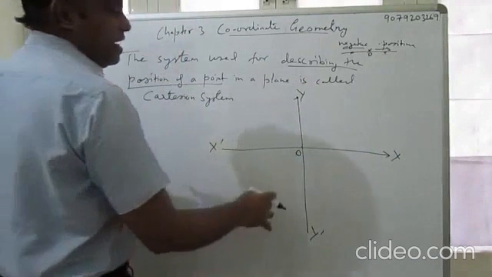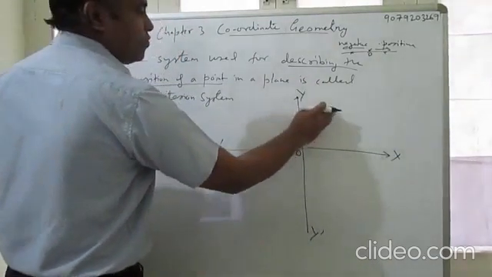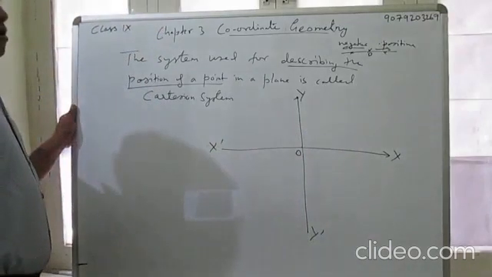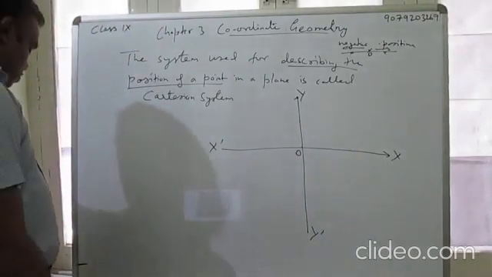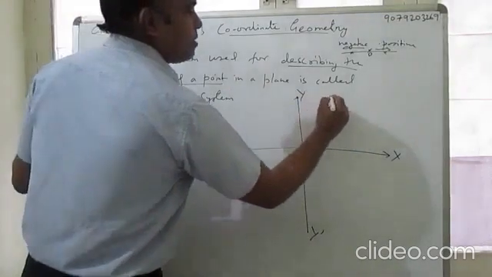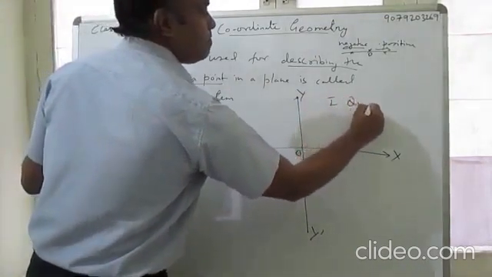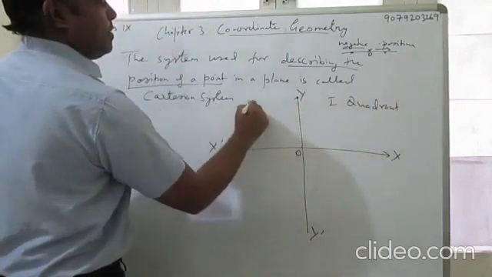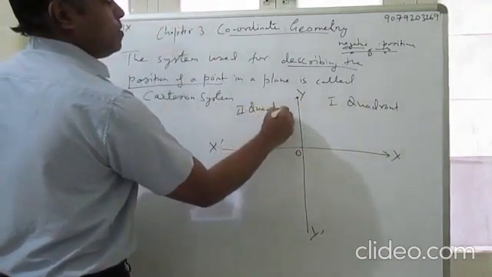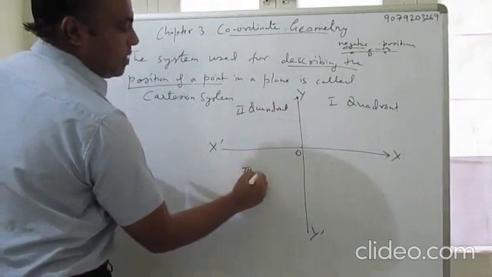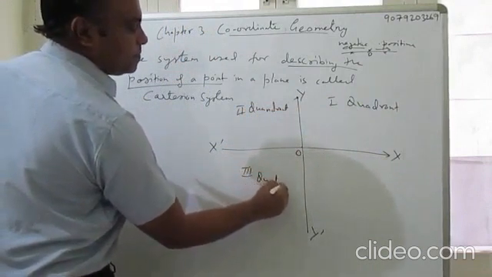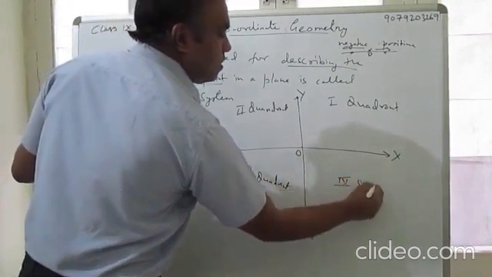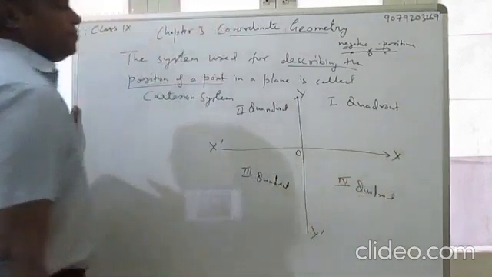Now you can see that there are four parts, 1, 2, 3, 4. Each part is called a quadrant. This is the first quadrant. This is the second quadrant. This is the third quadrant. This is the fourth quadrant. Four quadrants are there.